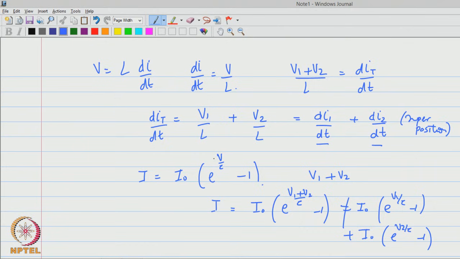If I put a factor A there, it will not be equal to A times I0 e to the power V over tau minus 1. That is straightforward to check.